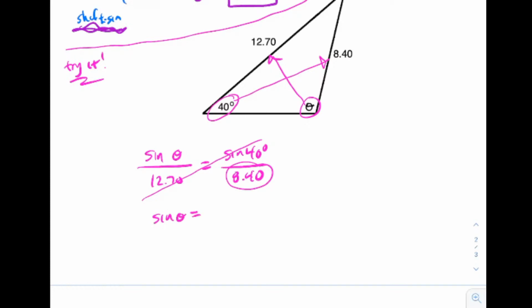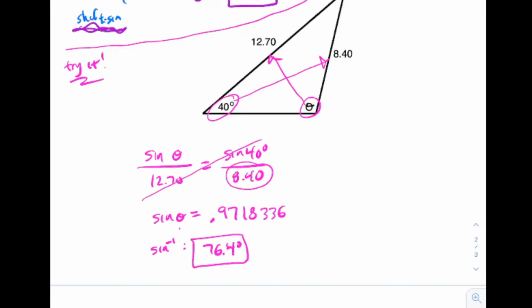Usually I just leave them on my calculator. I don't bother to write them out. But just so we're all on the same page here. So 12.7 times the sine of 40, close my parentheses, equals, divide that by 8.4, hit equals. So the decimal I'm getting is 0.9718336 or something like this. So again, you want to dig the theta out, so you have to hit the shift sine. I hit the shift sine of answer key. I'm getting this angle, 76.4 degrees. What do you think?